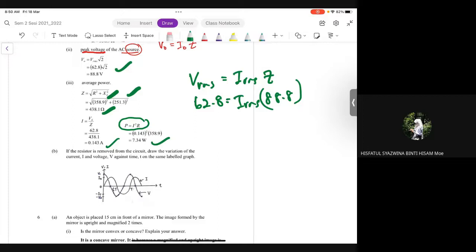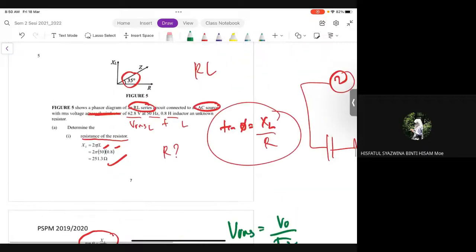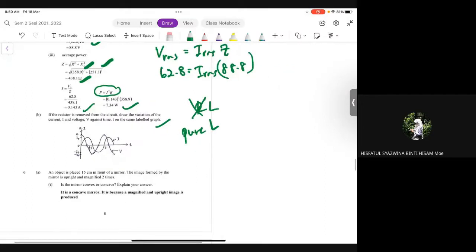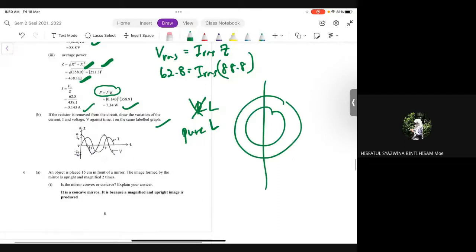Okay, soalan number ni dia tanya, if the resistor is removed from the circuit, draw the variation of the current and voltage V on the same graph. Dia boleh tanya soalan ni because actually tadi ini adalah kes apa tadi? RL kan? Ini adalah kes RL. So maksudnya bila dia remove kan, if the resistor is removed, so dia dah jadi kes pure inductor. So macam mana phasor diagram untuk pure inductor? Bentuk L. So dia bentuk L shape. VI. So V adalah cos, I adalah sin.